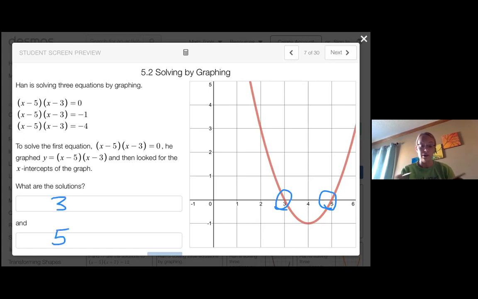I could have figured that out without a graph, because in this case, 5 minus 5 is 0, 3 minus 3 is 0. So I knew it was going to be 3 and 5 anyways, but again, you can see that graphically because this is where it's crossing the x-axis, because again, it equals 0. It needs to be equal to 0 if you are looking at the x-axis. Now, do you always have to look at the x-axis? No, but that's what you're looking for if that's the case. So let's look at the next scenario.